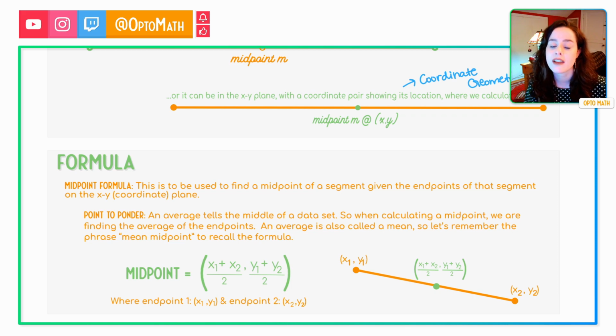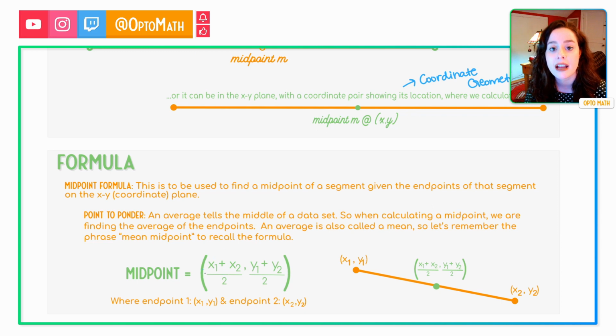So I have a little way for us to remember the midpoint formula. An average is also called a mean. So let's remember the phrase mean midpoint, or that midpoint is mean. So that's going to help us recall the formula. See, a little alliteration there. You're welcome.